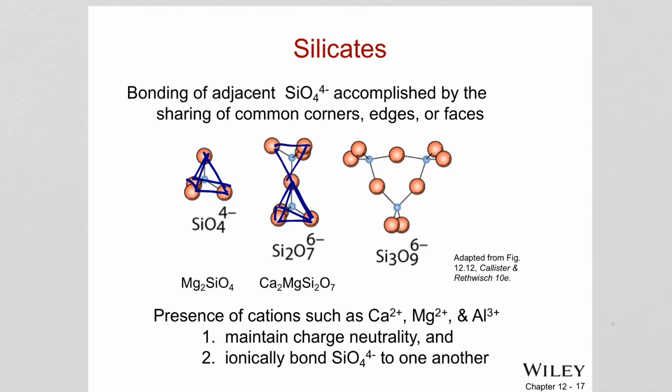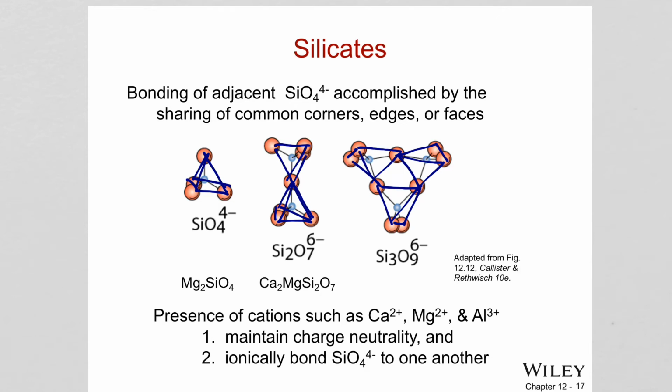Like this. And then they can also share three corners here, right there, like this. Okay, so based on that, they will have different structures, right? Different structures.